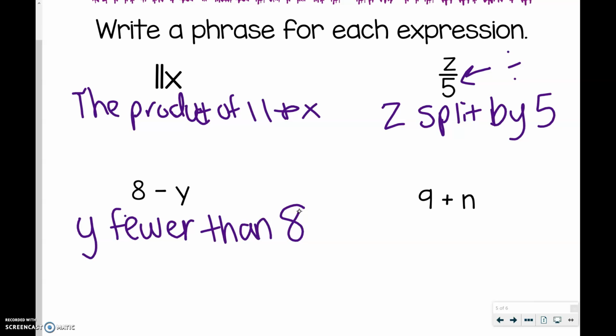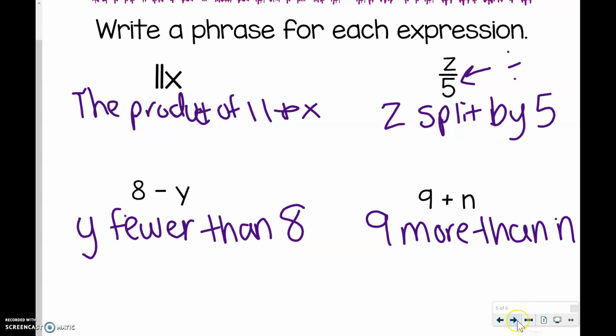So I chose that one. And again, feel free to pause as needed as you're watching this to get your notes taken care of. Last one, we have 9 plus n, which you could write that. I'm going to choose to say 9 more than n. There's lots of options you could use. You could say the sum of 9 and n. You could say 9 added to n. Lots of options. Okay, so those are just some of our phrases that could go with those expressions.